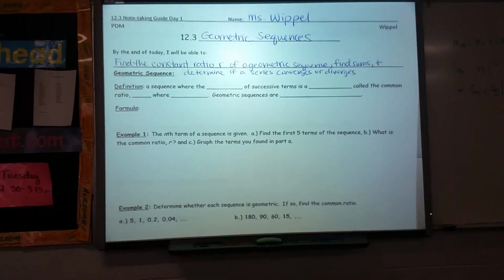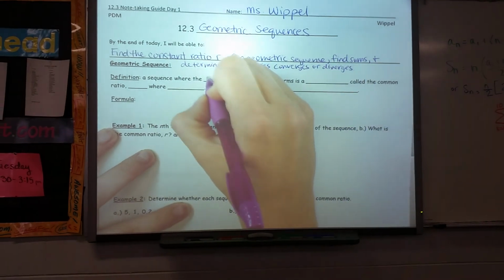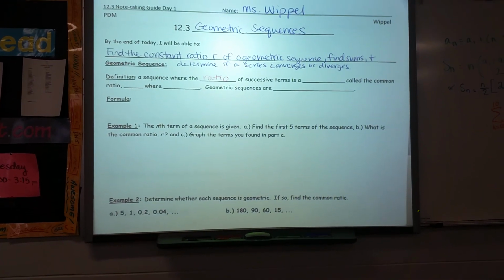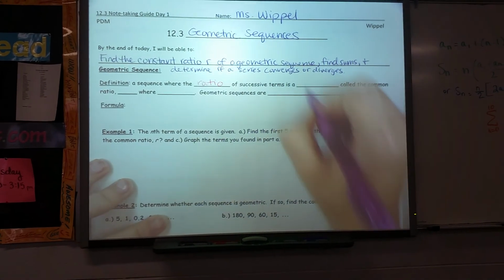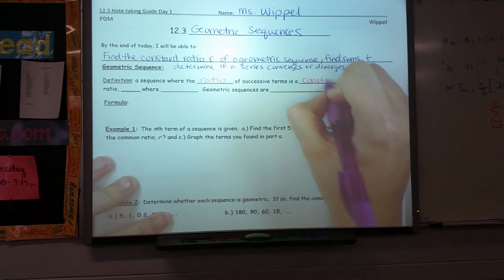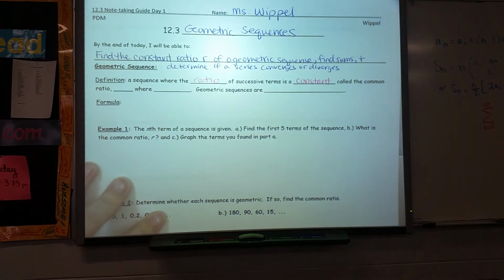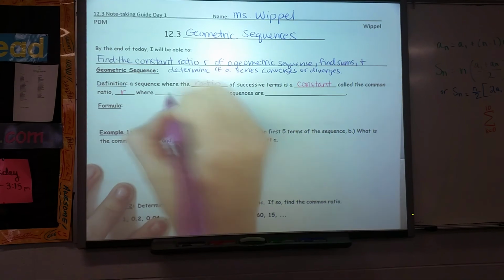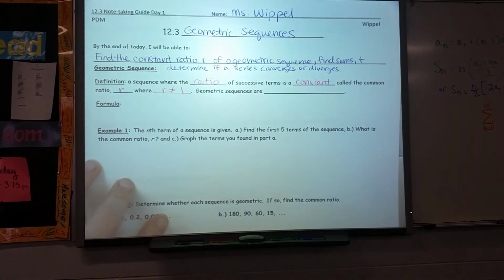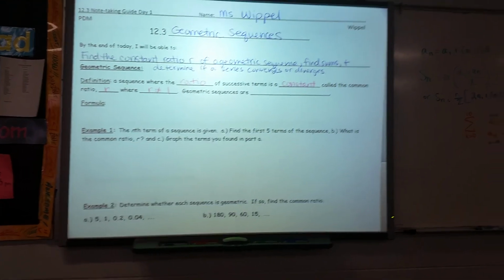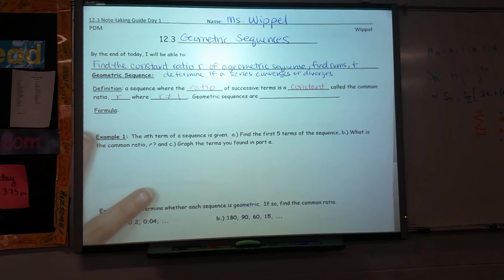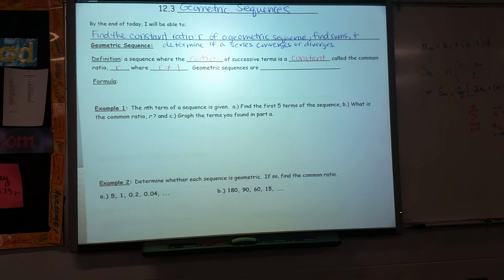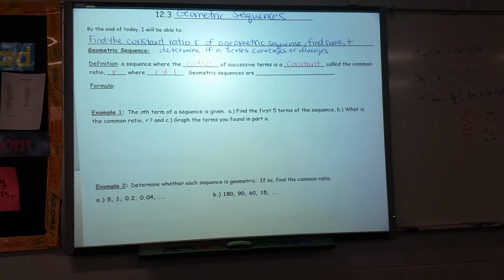So the definition is a sequence where the ratio of successive terms is a constant called the common ratio. We call that R, where R is not equal to 1. Remember how we said that the arithmetic sequences were linear? Do you guys know what the geometric sequences are? Yeah, exponential.